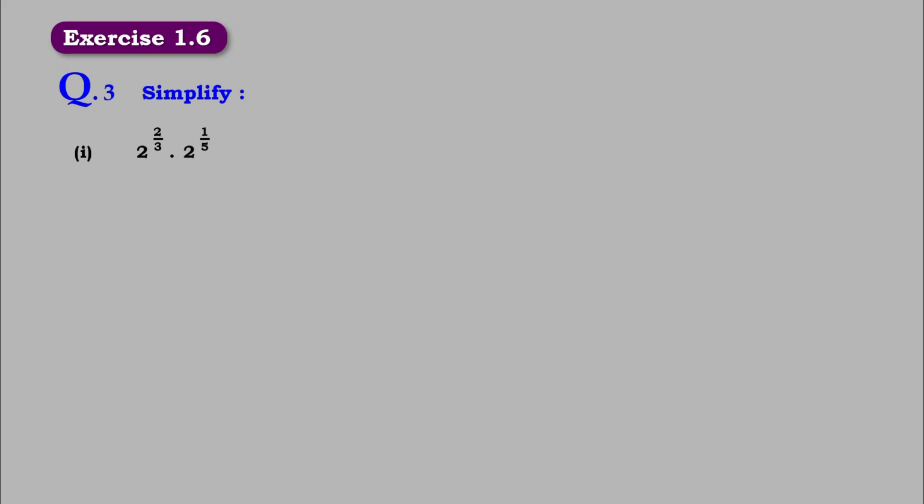Now question number 3. Simplify 2 to the power 2 by 3 into 2 to the power 1 by 5. So base here is same, power is different. So we will apply 2 to the power 2 by 3 plus 1 by 5, and we will do the LCM. So we got 2 to the power 13 by 15.